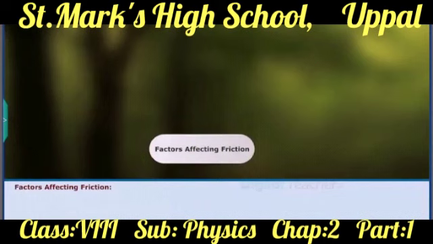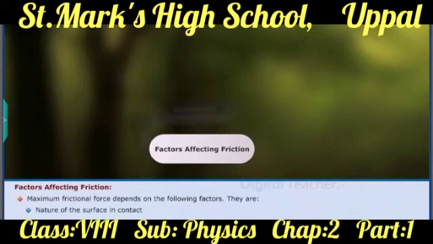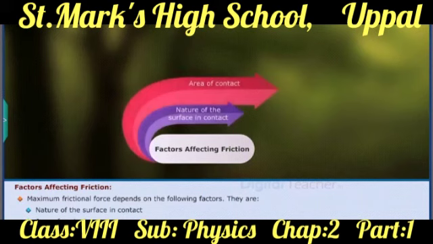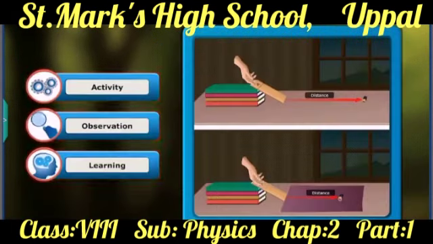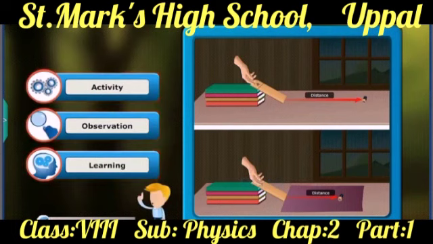Factors affecting friction. Maximum frictional force depends on the following factors. They are nature of the surface in contact, area of contact, and normal force that acts on the body. Now, we can perform an activity for observing the nature of the surface in contact. Click each tab to know more.